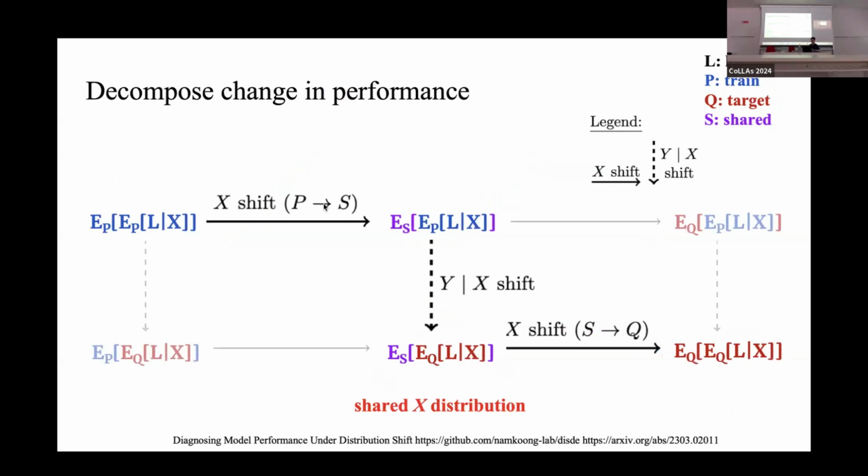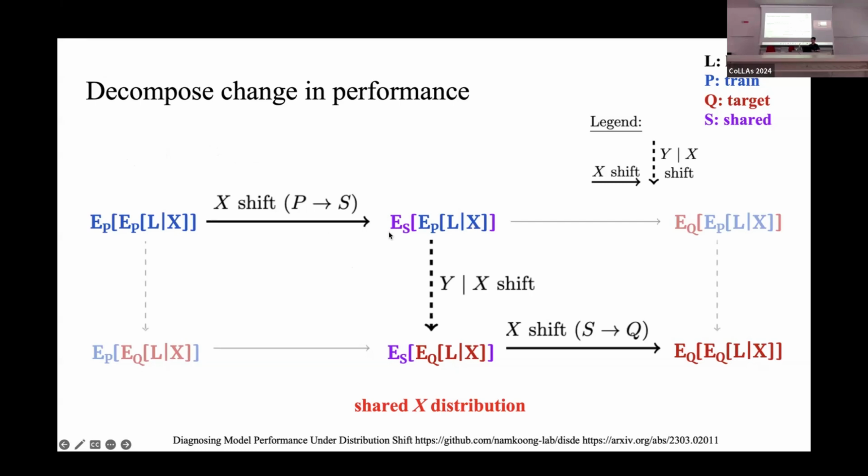Now let's put everything together and we get this grid. It has six quantities. Going from left to right, we shift the marginal of X from training to shared to the target. And from up to down, we shift the conditional Y given X from training to target. We can decompose changes in loss by taking the difference between terms along this bold line. Note that we do not take any other path in this grid because the other terms may not be well defined. In this way, we can decompose the total shift into these three parts.